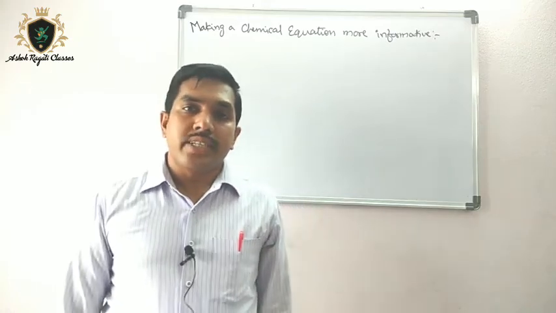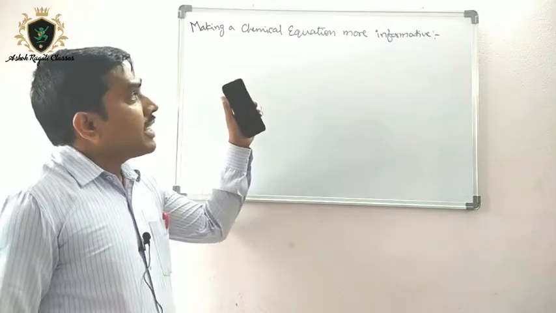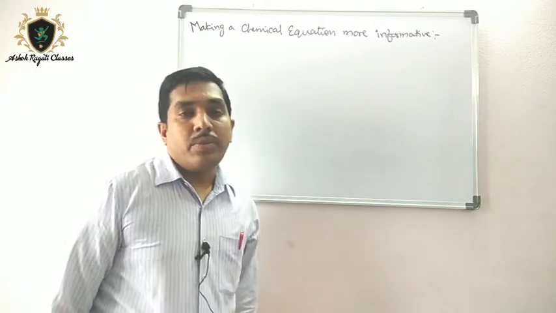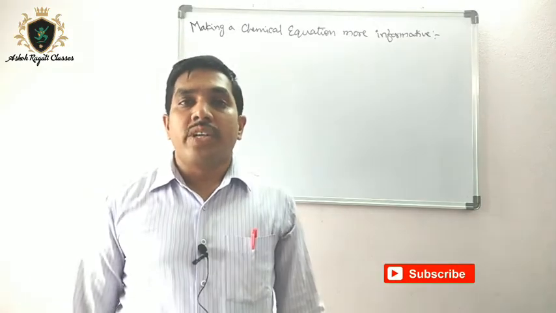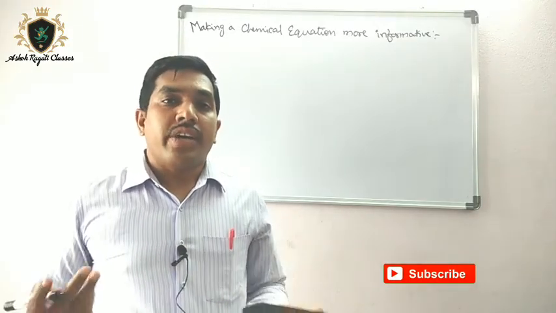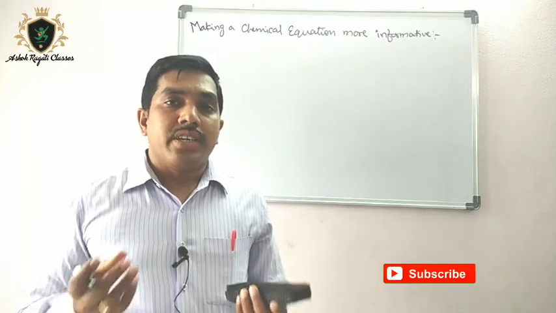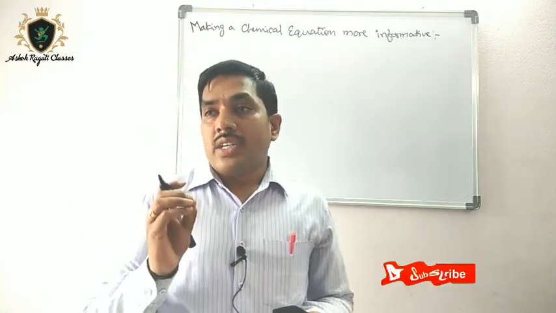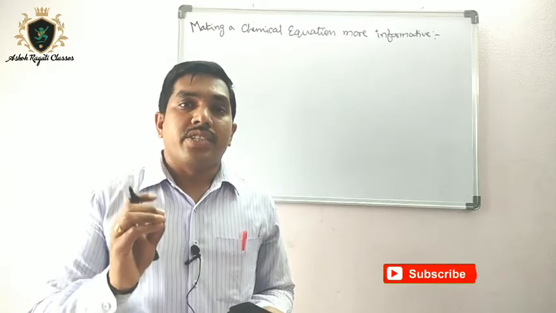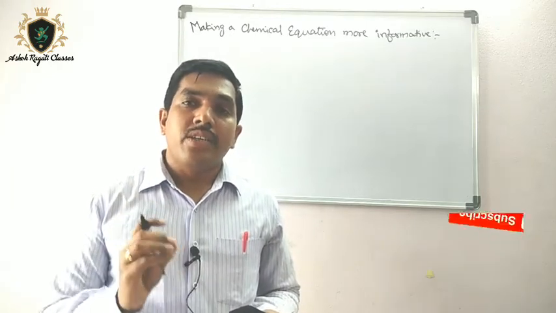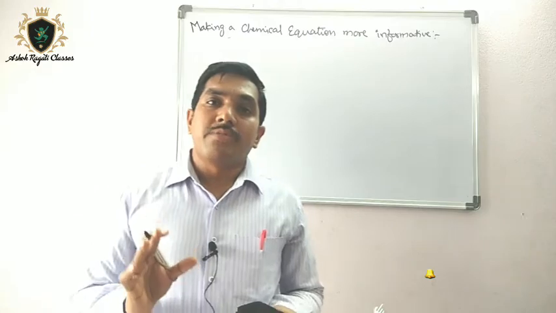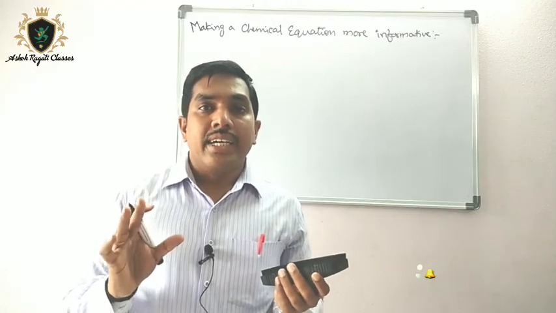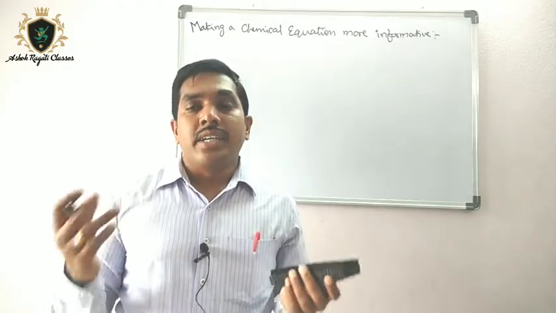Today we are going to discuss making a chemical equation more informative. Generally we write a chemical change in the form of a chemical equation, but we have to make some changes or specifications of reactants and products, so that the equation becomes more clearly understood by the readers.